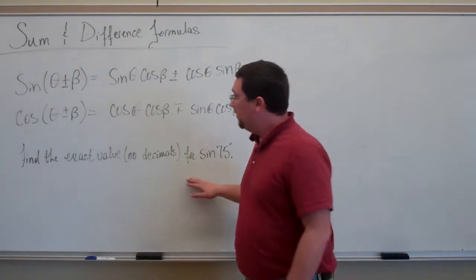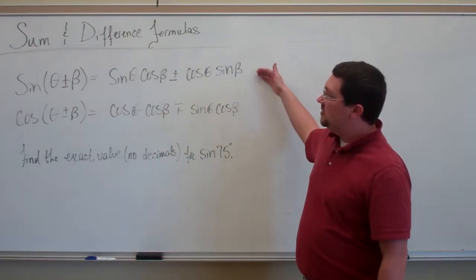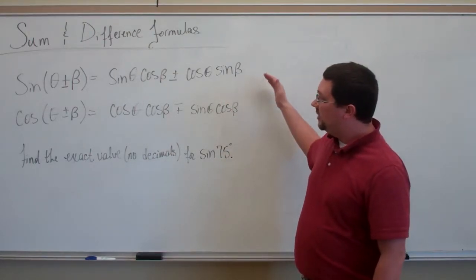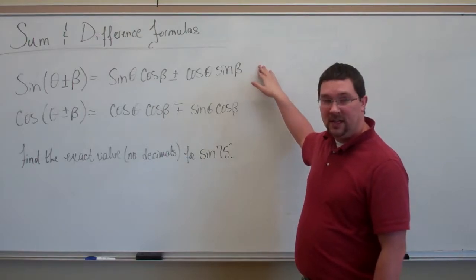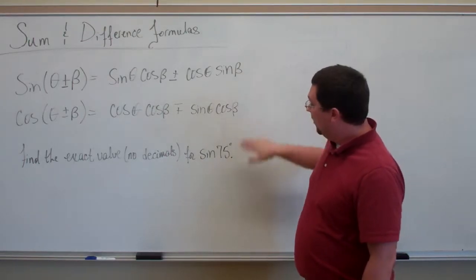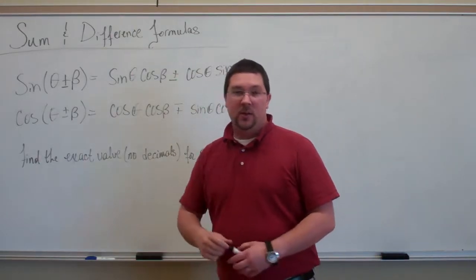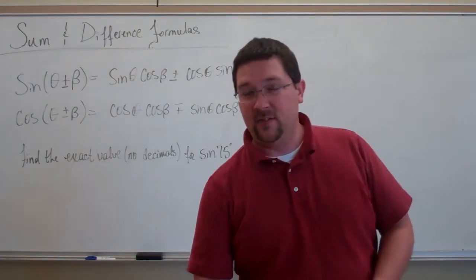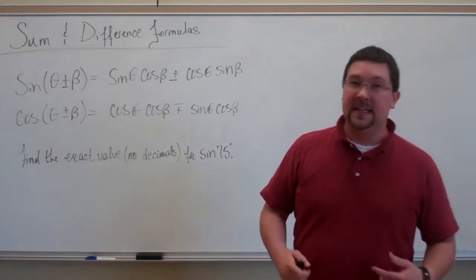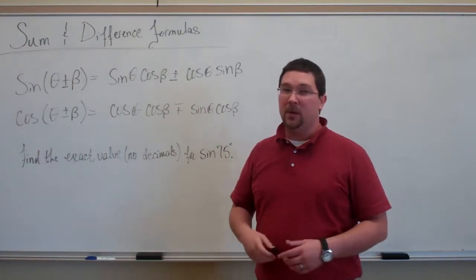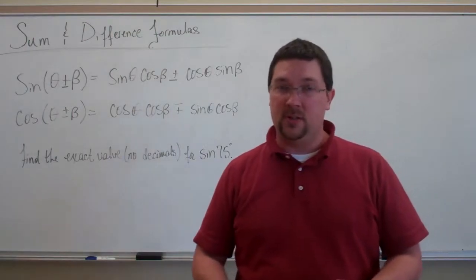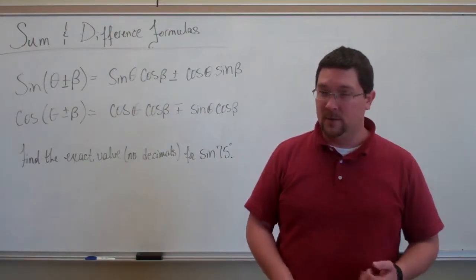Okay, so what you would have to do here is use the sum formula or difference formula for sine. I would use the sum, not the difference, because of 75 degrees. We know 30 plus 45 equals 75, and 30 and 45 are both on the unit circle. One of them's pi over 6, one of them's pi over 4.